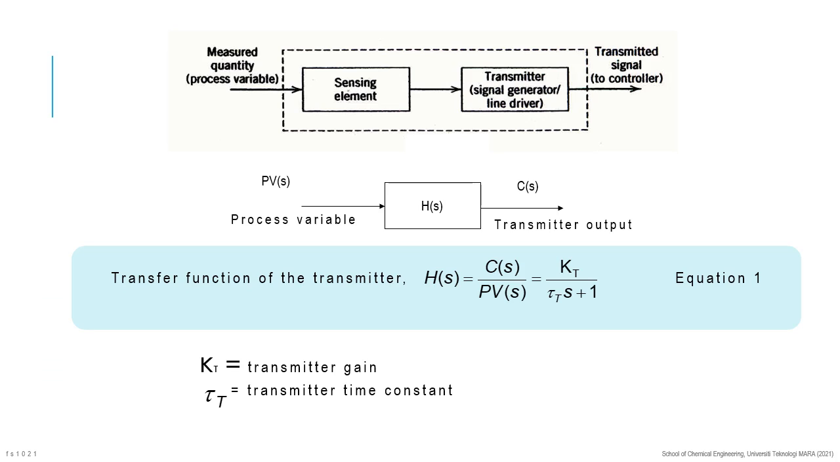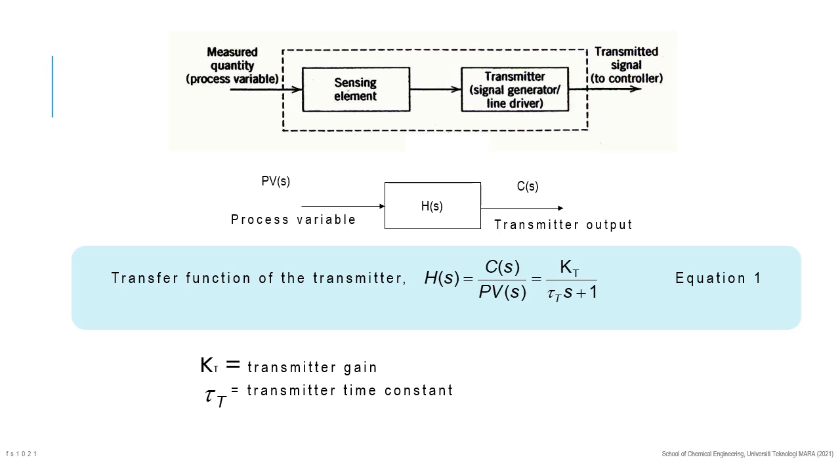The main objective of the sensor-transmitter combination is to measure the process variable and then convert it into the transmitter signal and send it to the controller. So, in order to do that, we need to identify the transfer function of the transmitter. The transfer function of the sensor-transmitter combination relates its output signal to its input, which is the process variable, as shown in the slide.